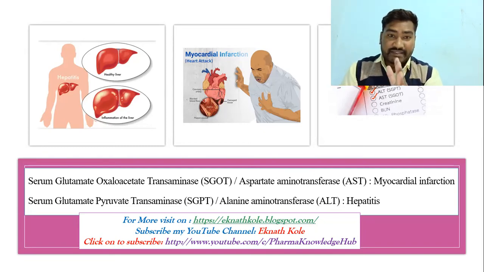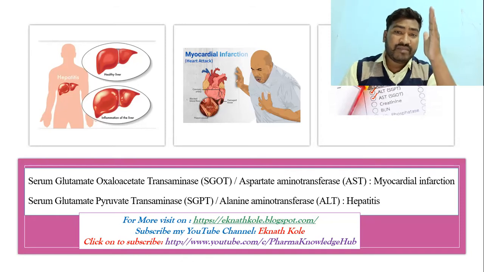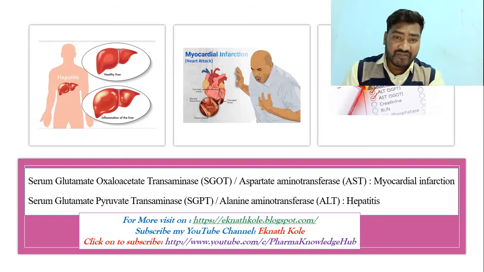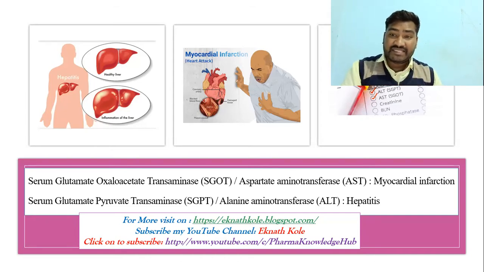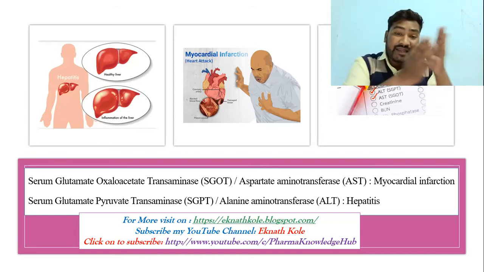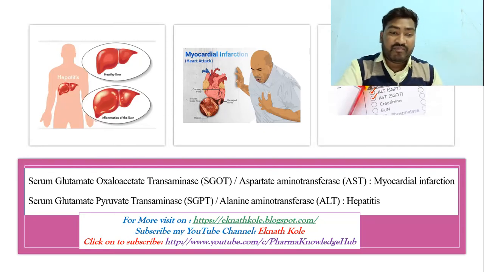Okay, so if the enzyme levels are elevated in our body, it indicates that the person may be suffering from myocardial infarction, which is known as a heart attack, or hepatitis. If SGPT is elevated in our body, it indicates that the person is suffering from inflammation of the liver.